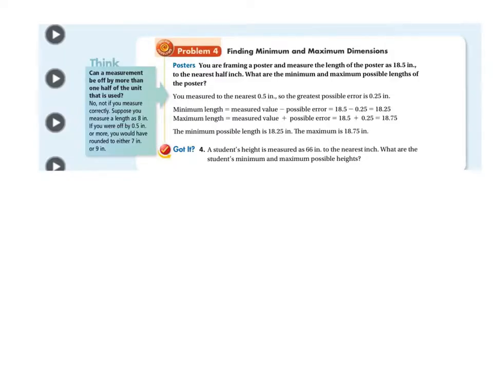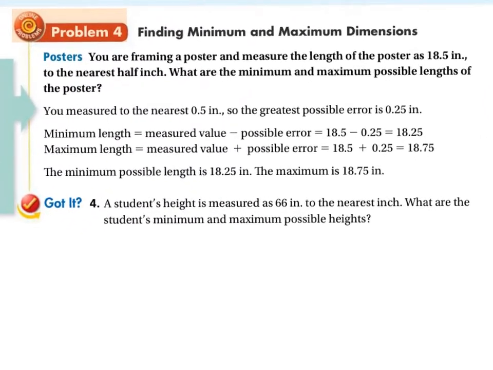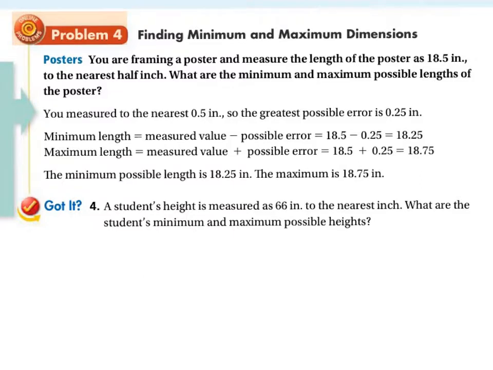So if we look at problem 4, you are framing a poster and measure the length of the poster as 18.5 inches to the nearest 1/2 inch. So our ruler here is going by 1/2 inches, or tape measure, whatever it is. What are the minimum and maximum possible lengths of the poster? So we measured to the nearest 1/2 inch. So the most we should have been off would be 1/4 of an inch.